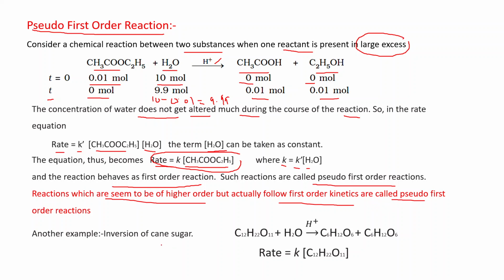Take one more example, that is inversion of cane sugar. Cane sugar means sucrose. C12H22O11 plus H2O gives one molecule of glucose and one molecule of fructose. Both have the same formula. And for this, if we write the rate expression, rate is equal to K concentration of cane sugar or sucrose. Clear? Thank you.